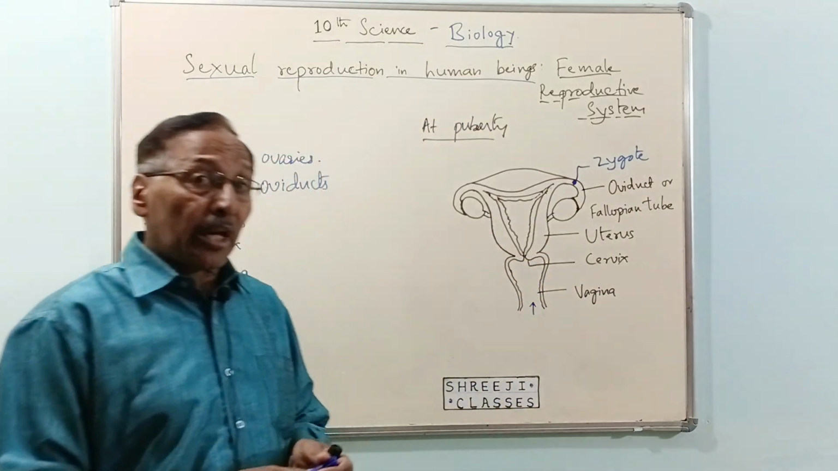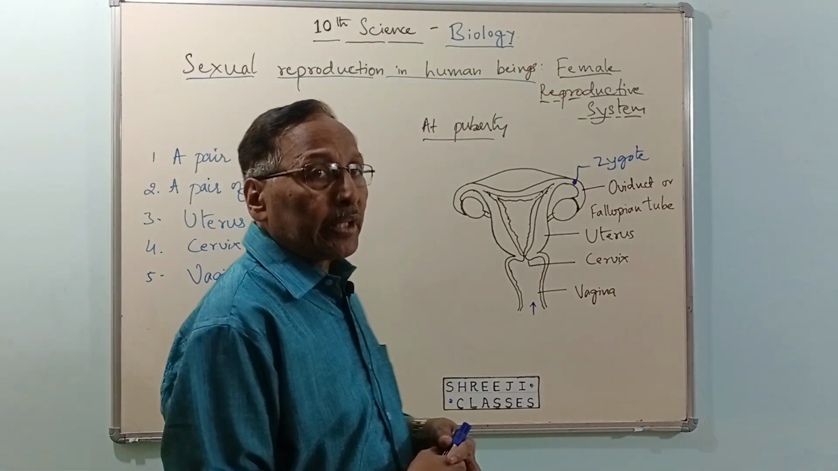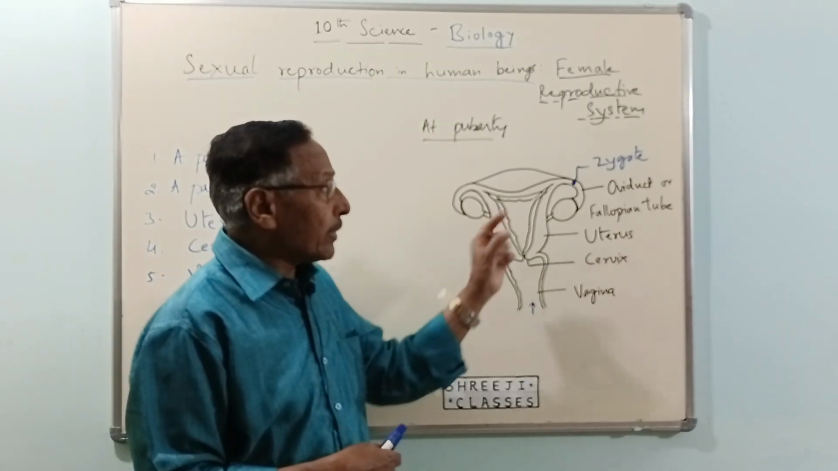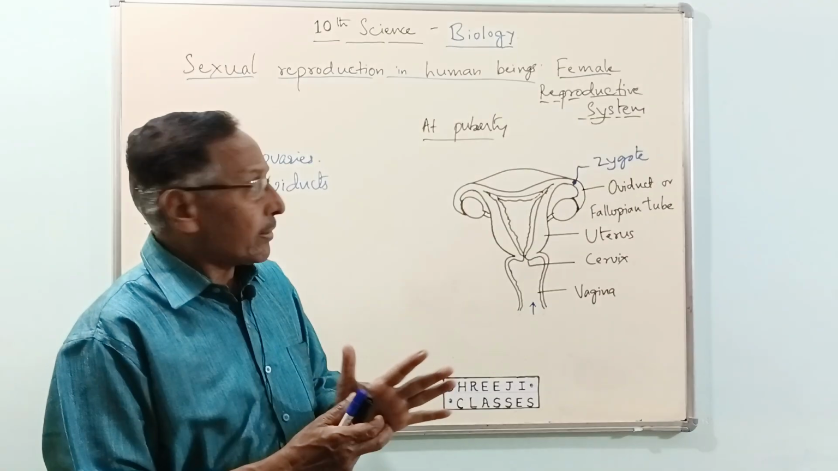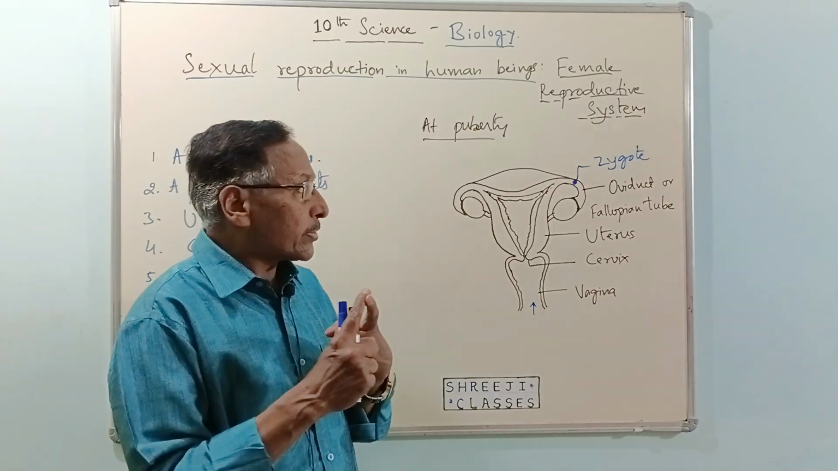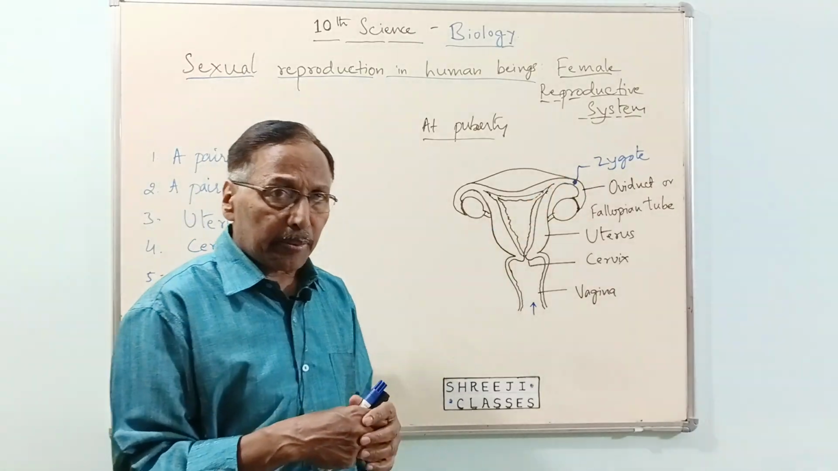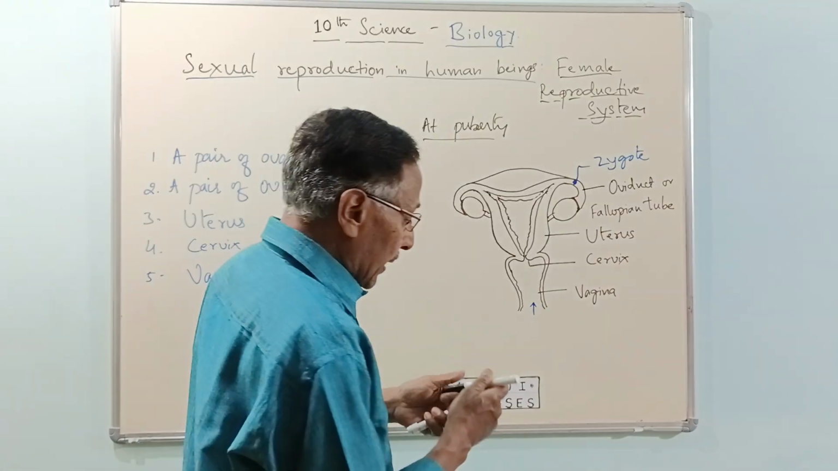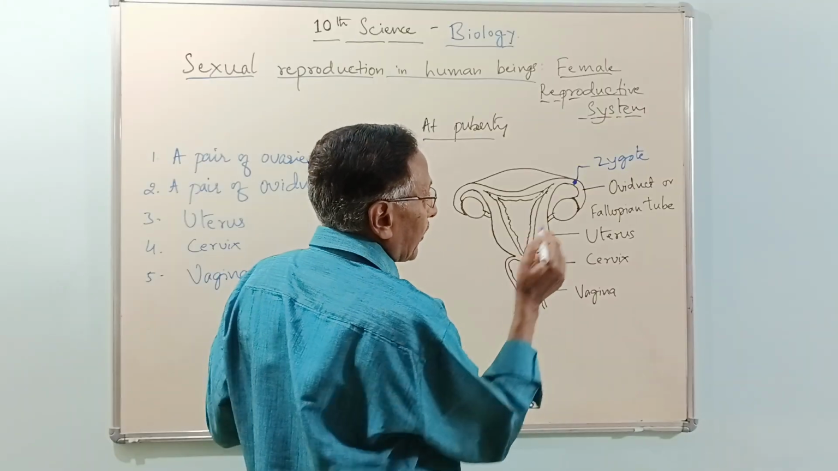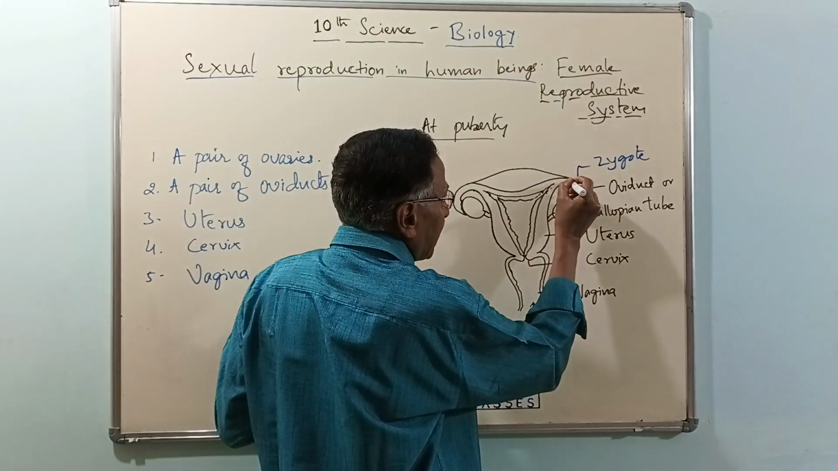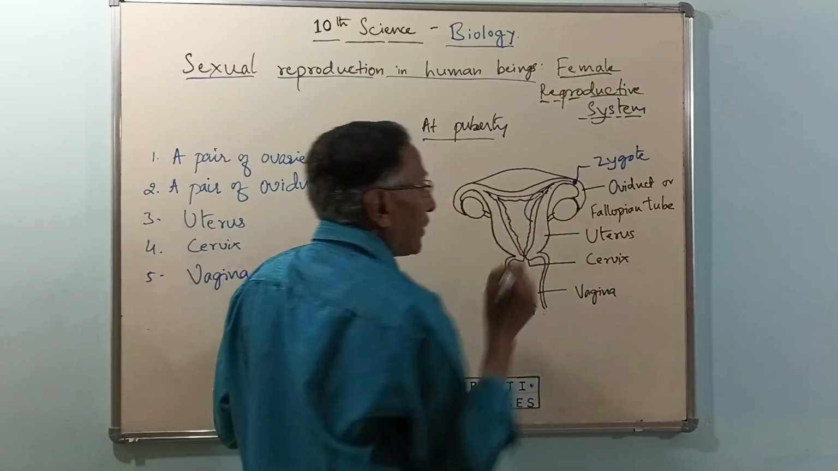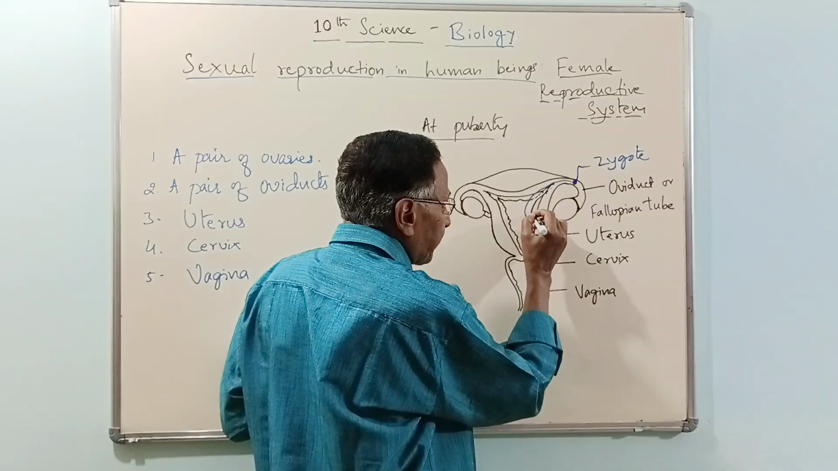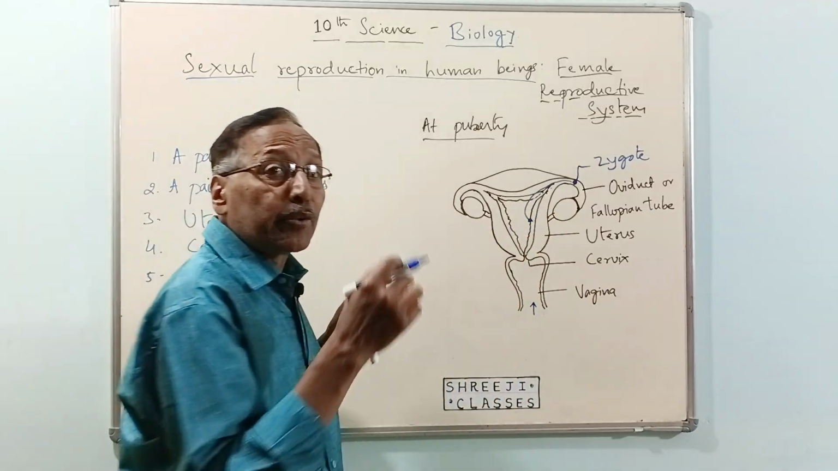Though millions of sperms are ejected from the penis every time, only one sperm is sufficient to fuse with the ovum, right? So fusion of male and female gametes results in the formation of a zygote. This zygote then turns into the embryo and gradually it starts descending and fixes itself to the wall of the uterus here.